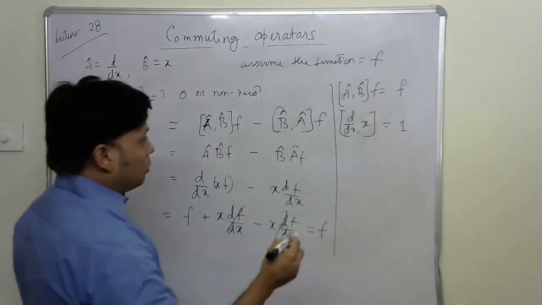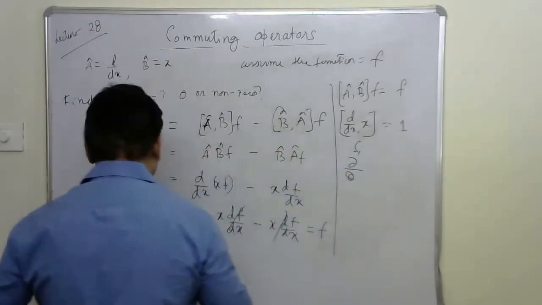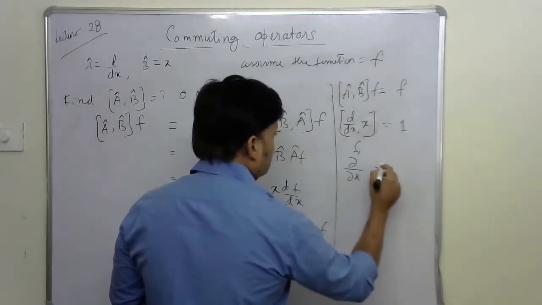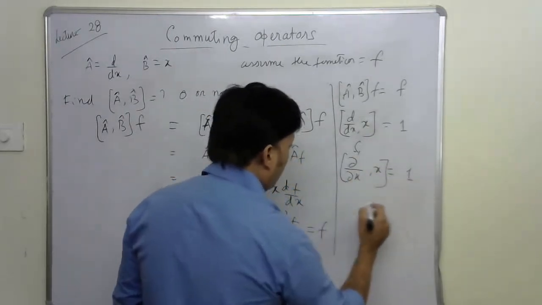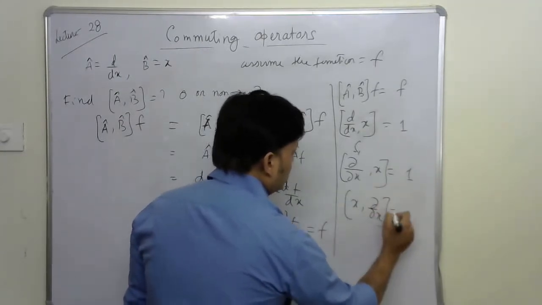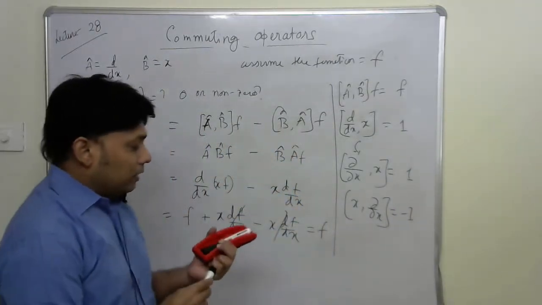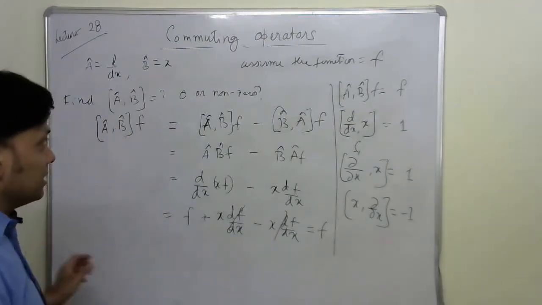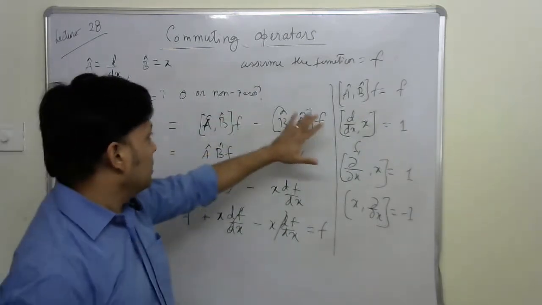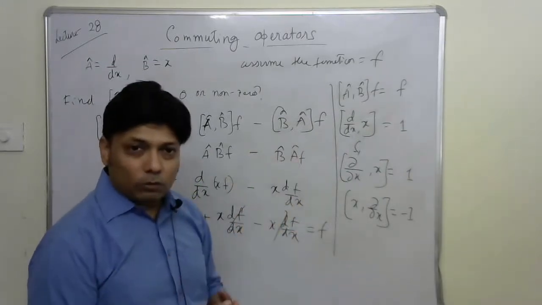All right, so it also means that if we take these things in terms of partial derivatives, then [∂/∂x, x] is equal to 1, or [x, ∂/∂x] is equal to minus 1. All right, so we have easily proved that d/dx and x, do they commute? No, they don't commute, because the commuting relationship comes to a non-zero value, which is 1.